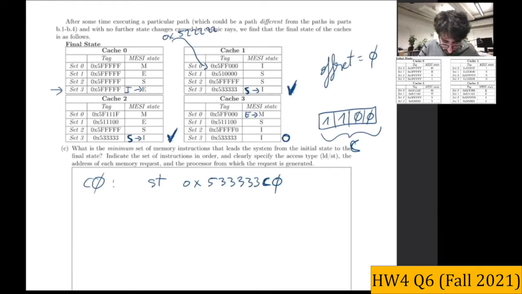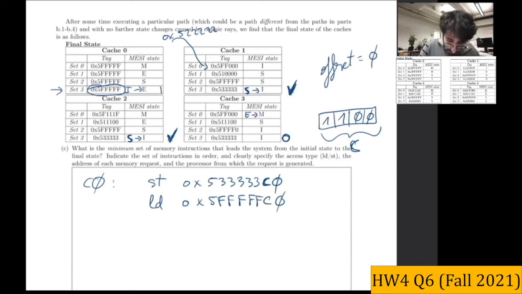To set cache 0 in the final state, we need basically to load this address again. And by loading this address again, we will put it automatically in exclusive state because this address is not present in any of the other caches. So we just load 0, 5, F, F, F, F, F. This is in set 3.